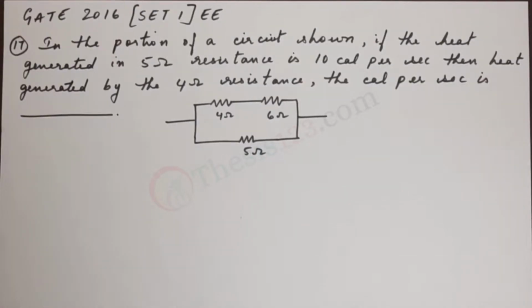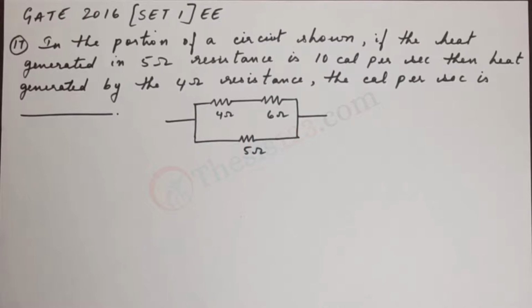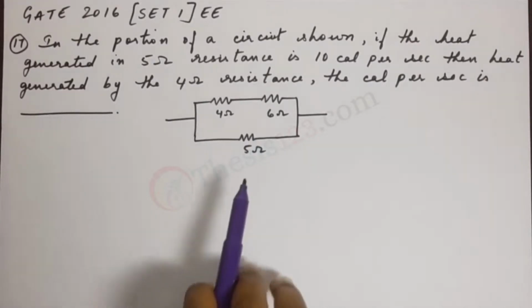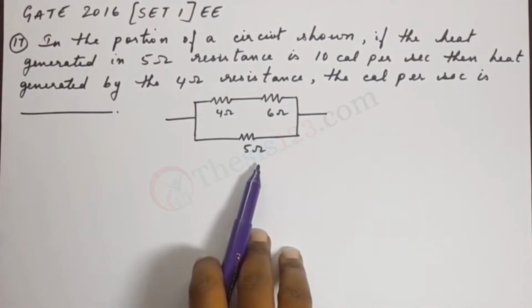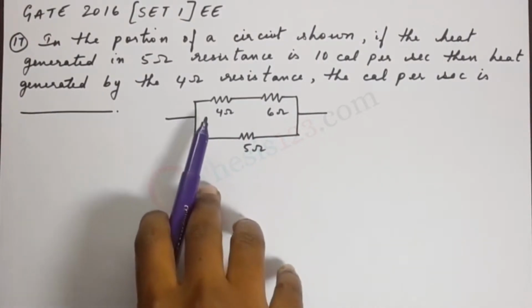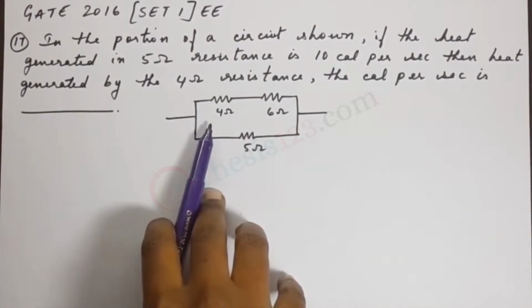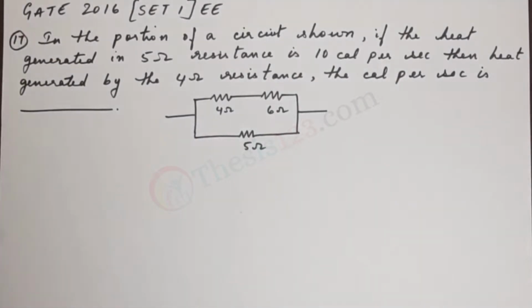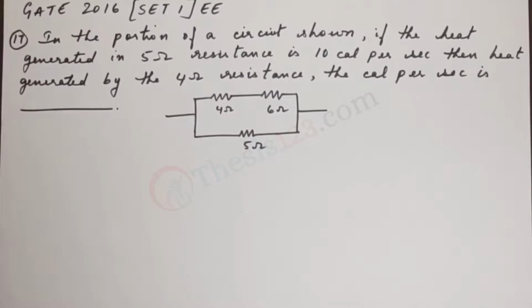Here's the next question, number 17. In the portion of a circuit shown, if the heat generated in 5 ohm resistor is 10 calories per second, then heat generated at the 4 ohm resistor in calorie per second is dash. Now this is not a multiple choice question, so we will have to work it out.